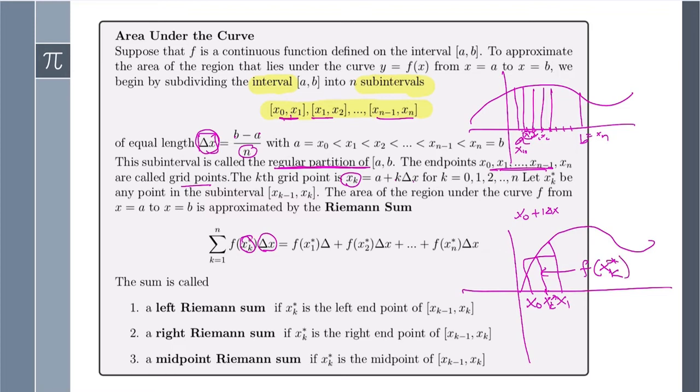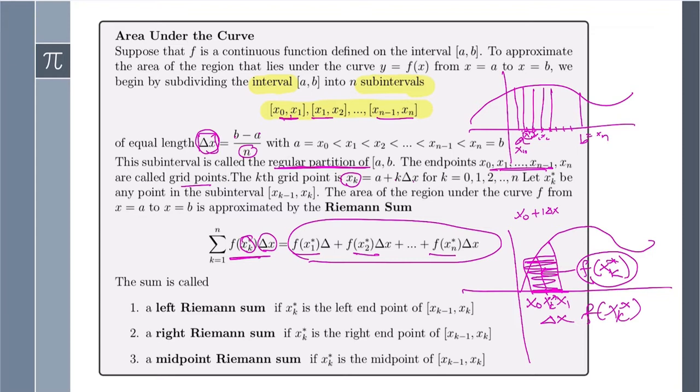Okay. And then when I multiply the width, which is delta x, by this height, f of x sub k star, that gives me the area of this rectangle. That's what this means. Then we do that for each of those n rectangles, and we add them, and that gives us the approximation of the area.